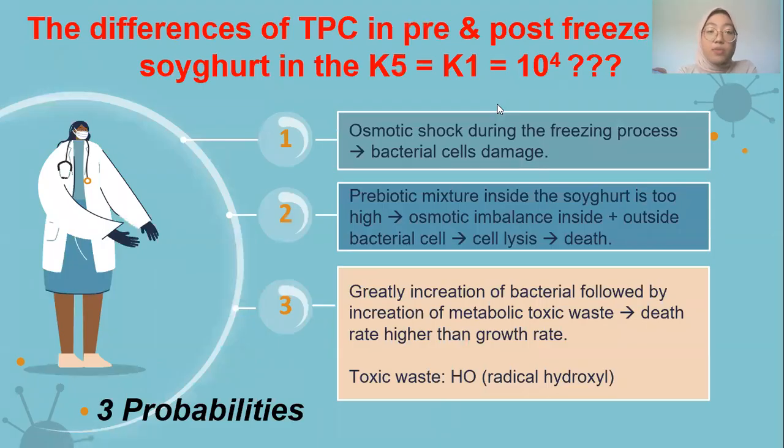Why is the difference of TPC in pre and post-test freeze-dried yogurt in the K5 similar to the K1? The answer is there could be three probabilities. First, the osmotic shock during the freeze-drying process will cause bacterial cell damage. Second, the prebiotic mixture inside the yogurt is too high, so an osmotic imbalance could happen, and the outside of the bacterial cells makes the cells undergo lysis, and then the bacteria will die. And the last one is the quick increase of bacteria followed by an increase of metabolic toxic waste, so the death rate is higher than the growth rate. The toxic waste that I mean here is hydroxyl radical.